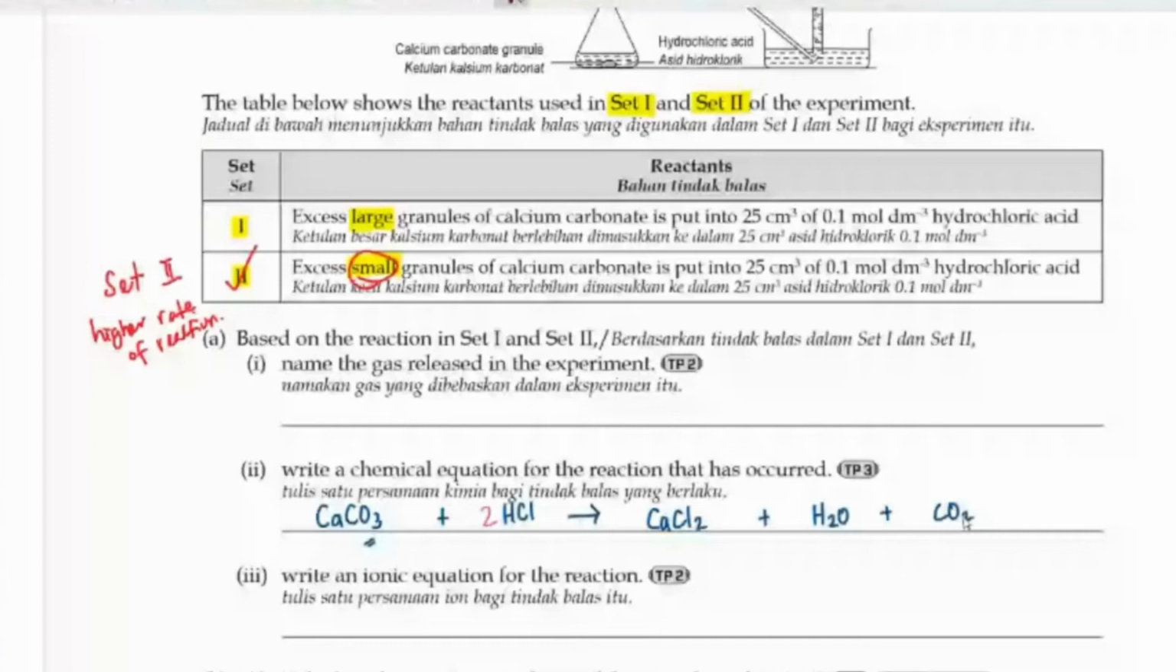Now, ionic equation. We have learned this in chapter 6 also. Now, class, let's try. Soluble salt, do you still remember? We check one by one. Calcium carbonate, soluble or insoluble?